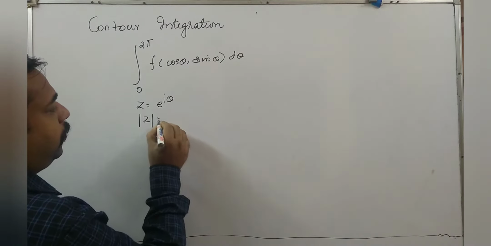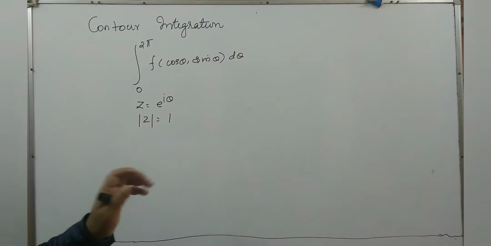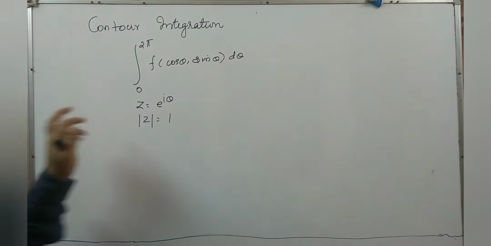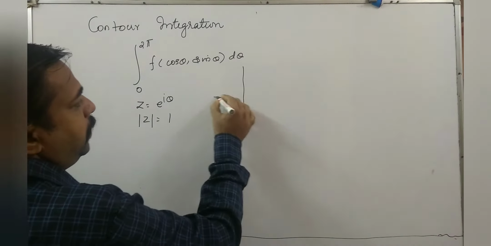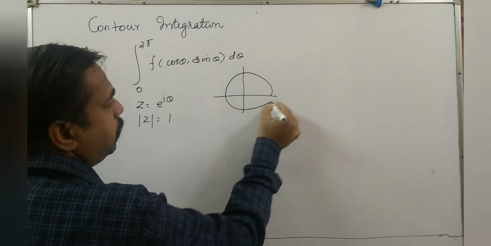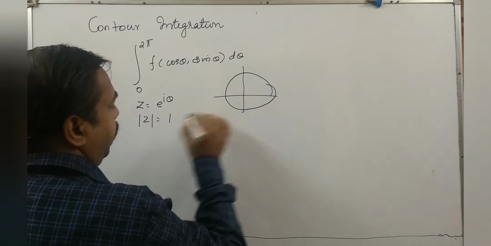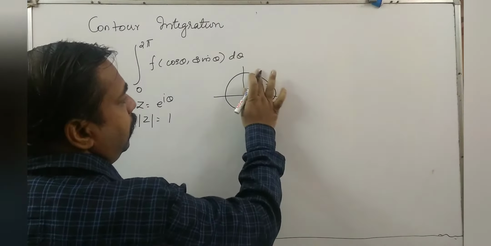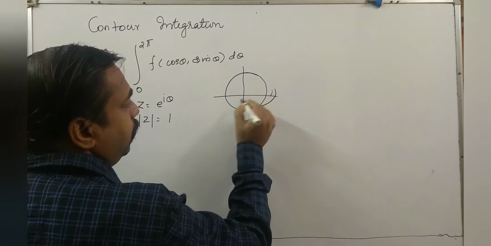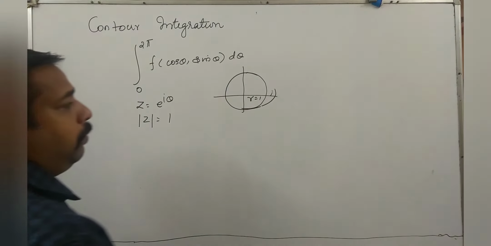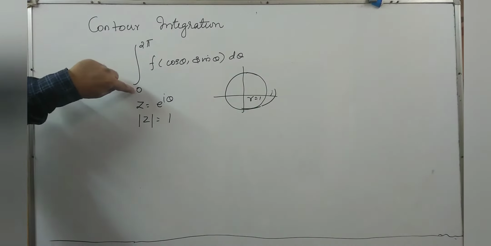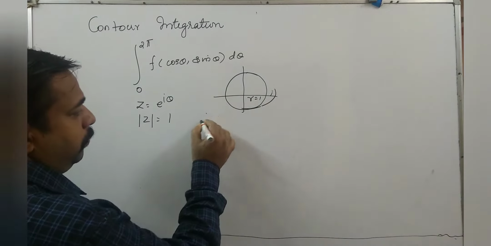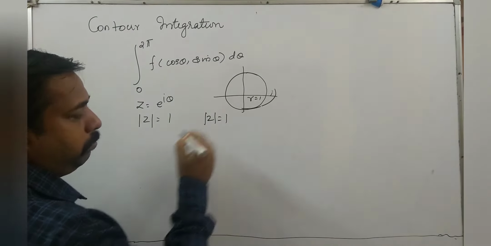The modulus value is equal to 1. Already given, the limit is 0 to 2 pi. That means this is the full circle. So here we take mod z is equal to 1, which implies it is the unit circle, that is, the radius is equal to 1. So this 0 to 2 pi becomes mod z is equal to 1.